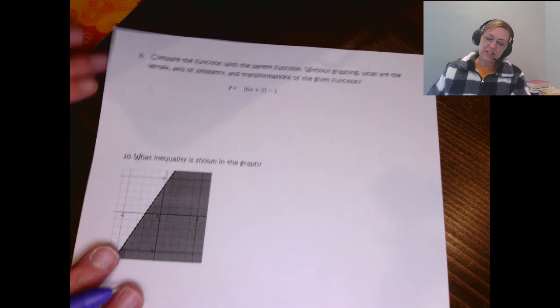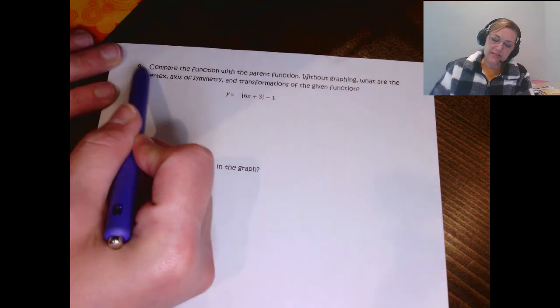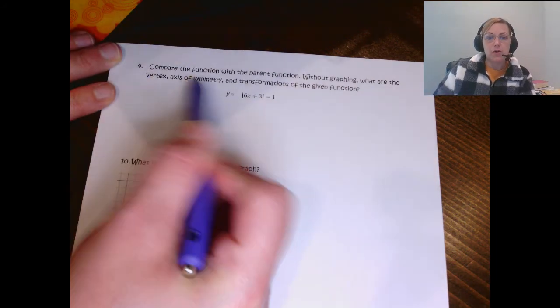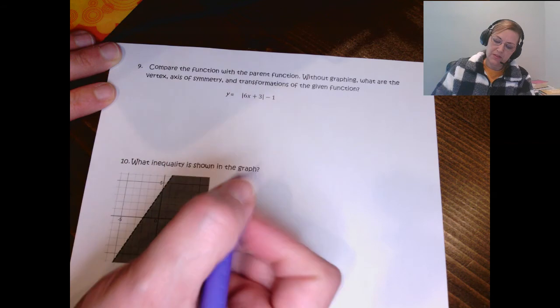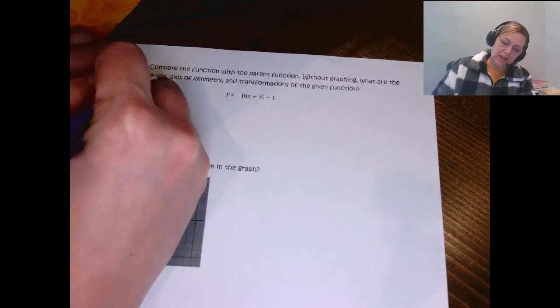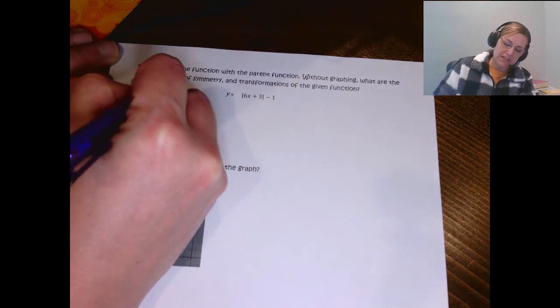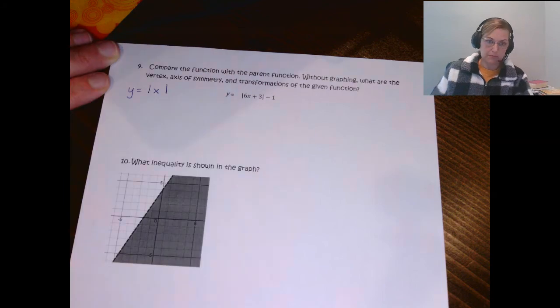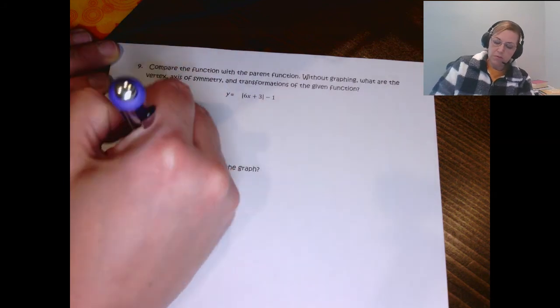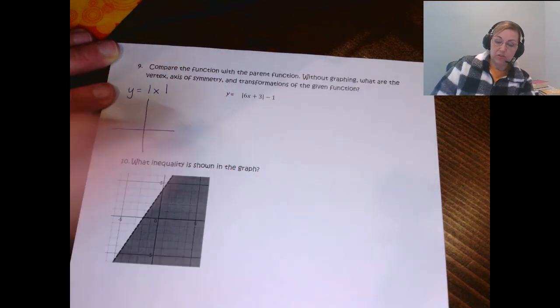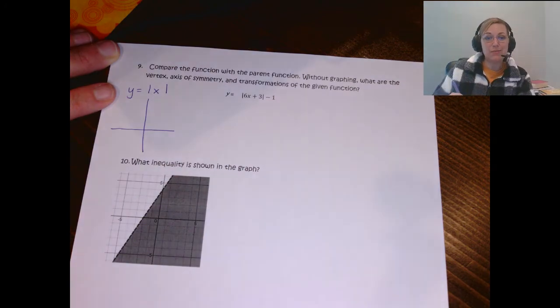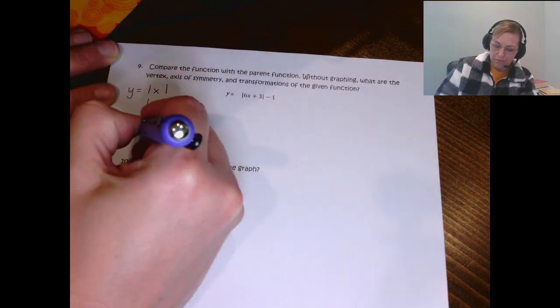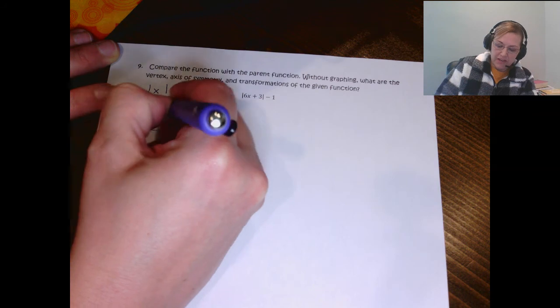Let's look at number 9. It says to compare this function with the parent function. So we're looking for the parent function to be the absolute value of x. So remember what the absolute value of x looks like. If you need to graph this on Desmos, please do. It is a V shape.